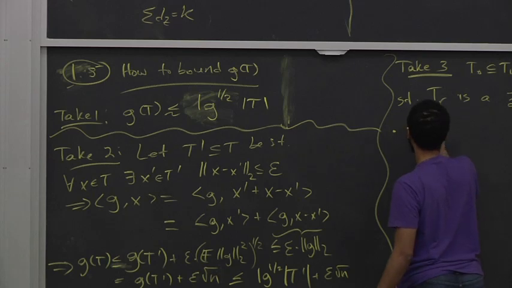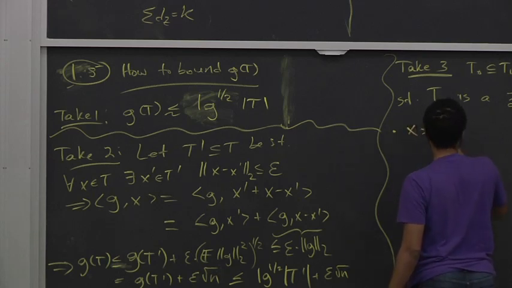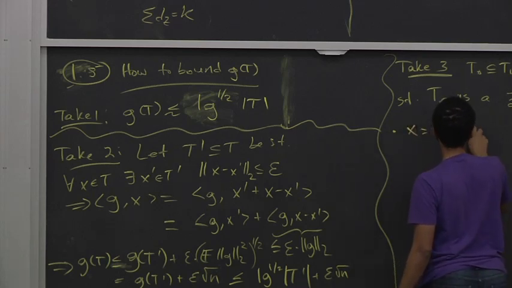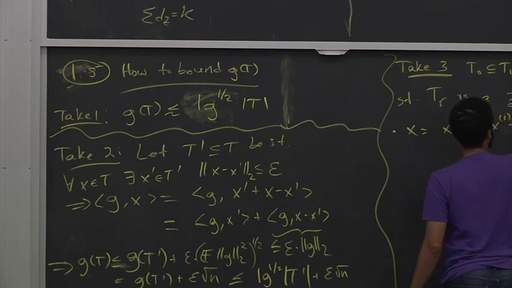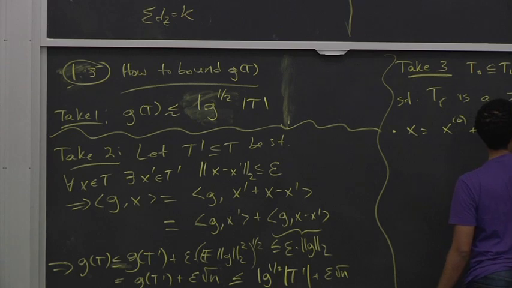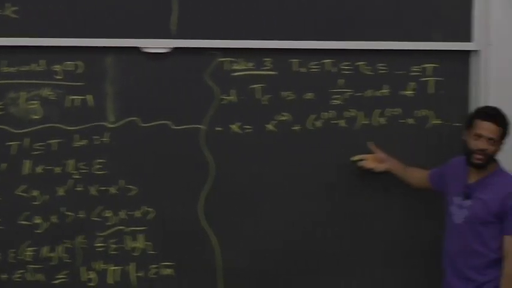And write that x is equal to x0 plus (x1 minus x0) plus (x2 minus x1) plus da, da, da. Write an infinite sum. And this thing telescopes, and eventually you just get x.